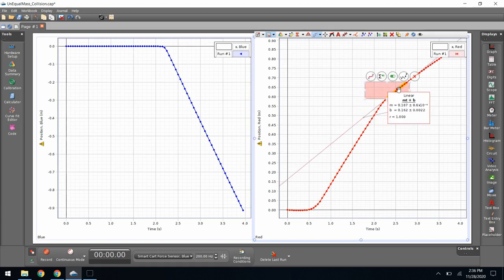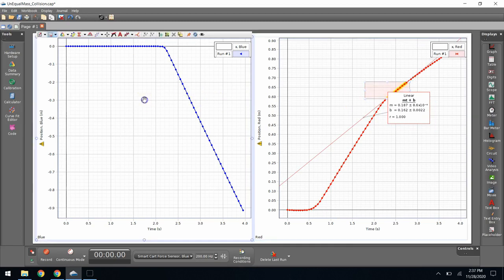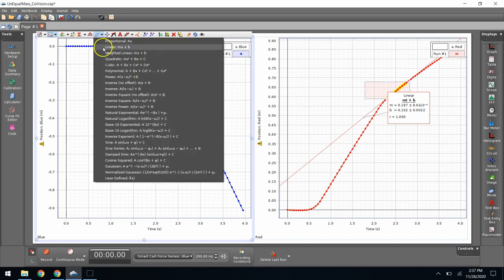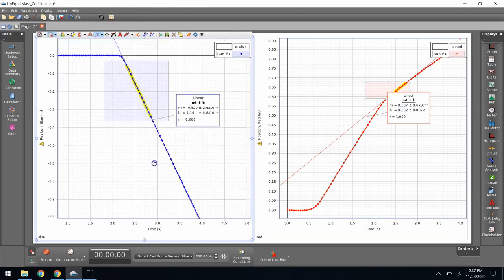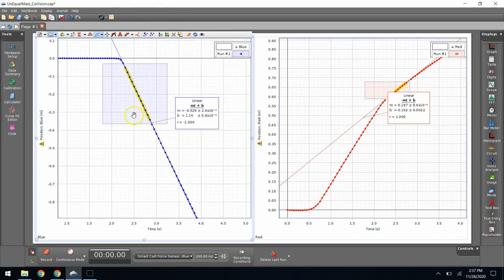And then doing the same thing over here, get the velocity of the blue card just after the collision, linear fit. I get the velocity of the blue card to be 0.529 meters per second. So again, it's negative because the blue card was turned around facing the wrong direction in order for those force sensors to collide with each other. So we're just going to take that to be positive since we know it moved in the same direction as the red card was moving initially.